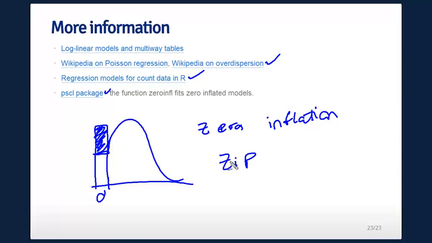And there's a lot of different ways to account for zero inflation. There's a lot. I like zip models, I think, just because I like the word zip. But this is a problem that frequently occurs with count data, and so it's something to be aware of.